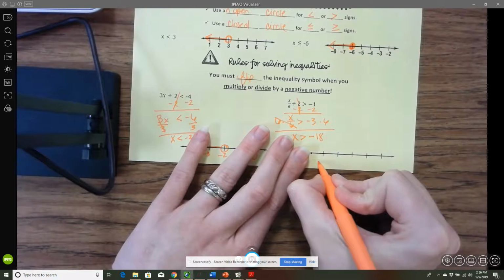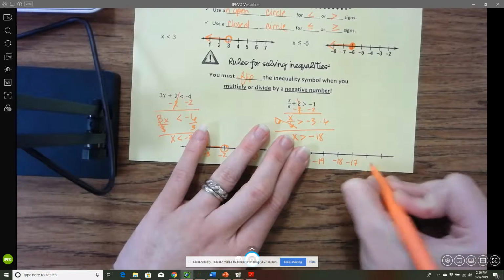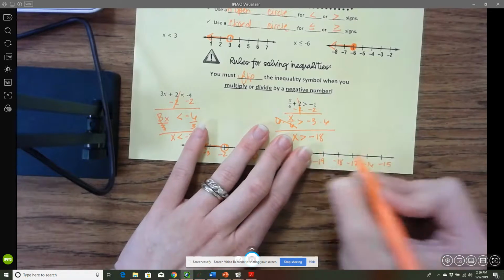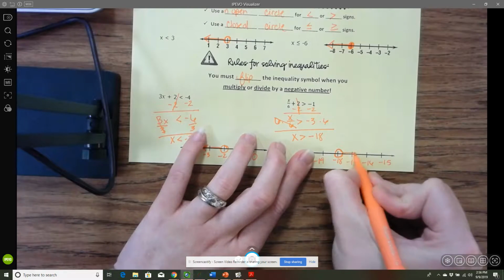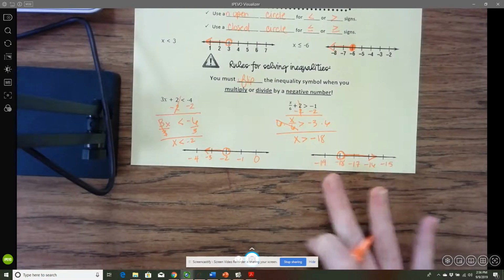So I could do -19, -18, -17. And so again, I would use an open circle. And this time x is greater than, so my arrow would go to the right.